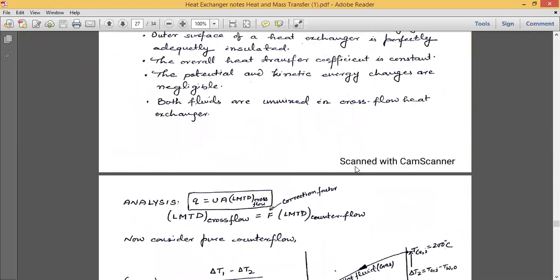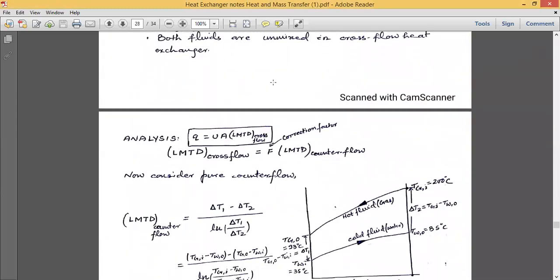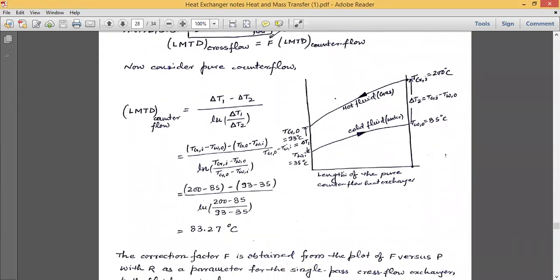Since this is a cross flow heat exchanger, we do not have any direct LMTD formula, but we know that LMTD for the cross flow we can determine in terms of the LMTD corresponding to the counter flow. So first of all, we will assume it as a counter flow and determine the LMTD value. We can show this on the temperature versus length diagram.